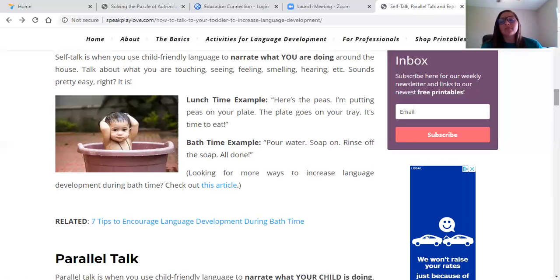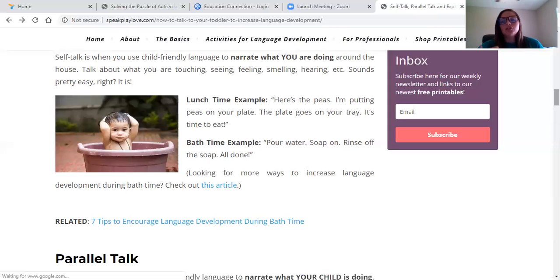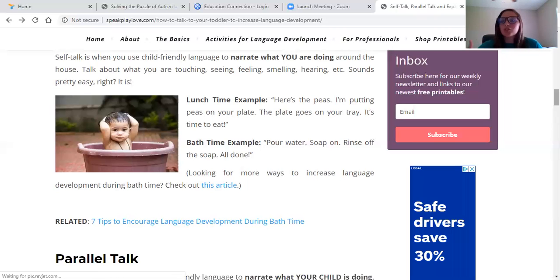At bath time, they give the example of pour the water, soap on, rinse off, the soap all done. And this is something you can just do while you're doing it. I know it seems weird because it feels like you're just talking about what you're doing, but it doesn't have to be perfect. It doesn't have to be a huge paragraph on everything you're doing. So this talks about lunchtime, bath time.